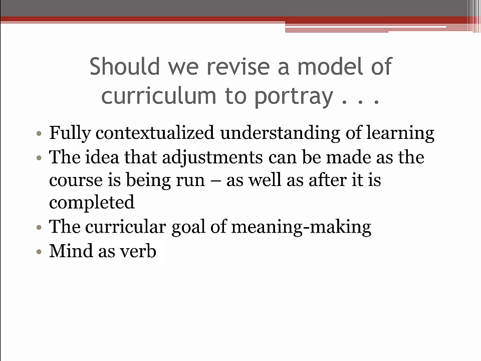Should we revise a model of curriculum to portray a fully contextualized understanding of learning? Or perhaps the idea that adjustments can be made as the course is being run, as well as after it is completed. This involves the curricular goal of meaning making and sees mind as a verb. If curriculum is a site for social interaction and is influenced by those social interactions, then how do we actually get to the idea that mind is a verb and that curriculum is really about making meaning?